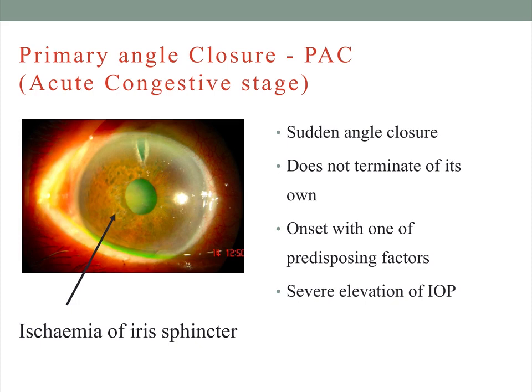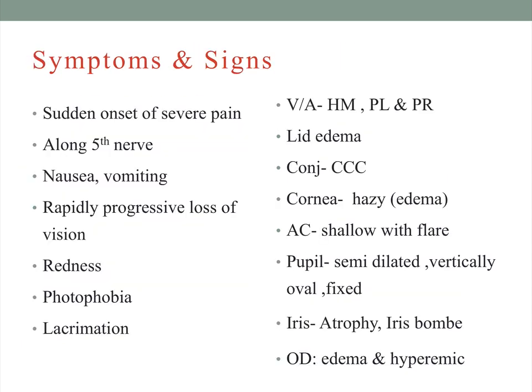This presents with sudden angle closure and does not terminate of its own. Onset with one of the predisposing factors, that is in the evening there is rise in intraocular pressure. Here you can also see ischemia of iris sphincter in the figure which is shown here.